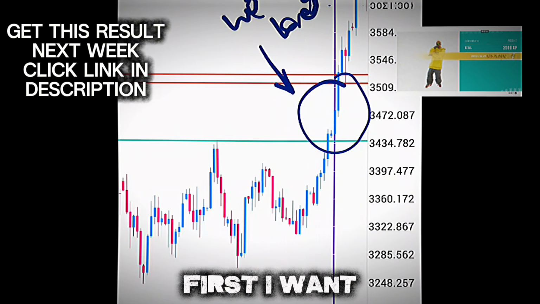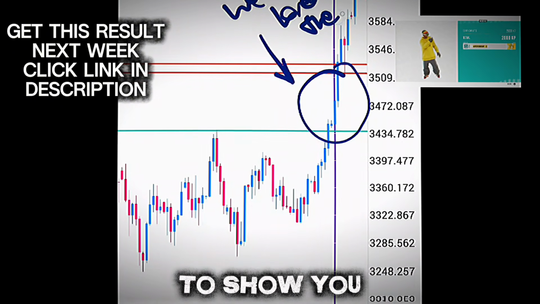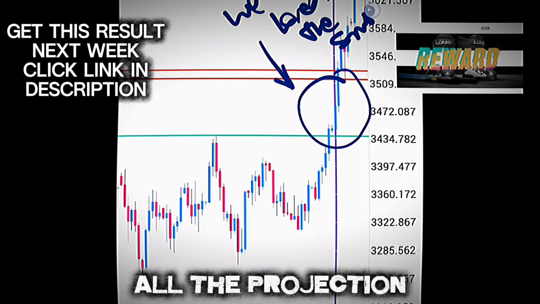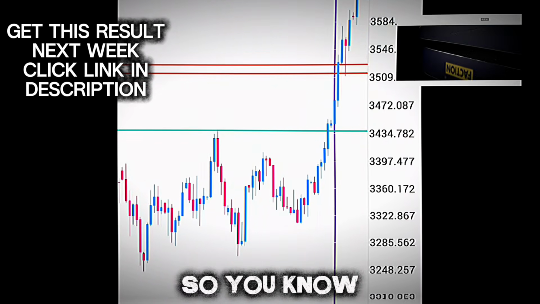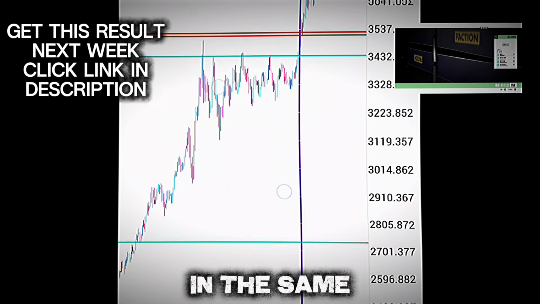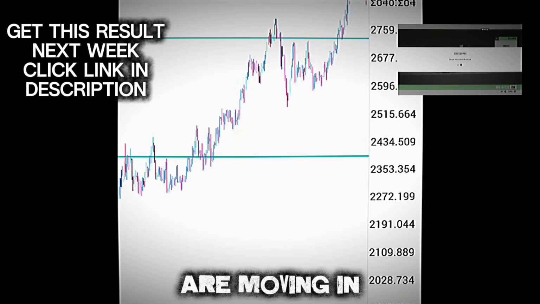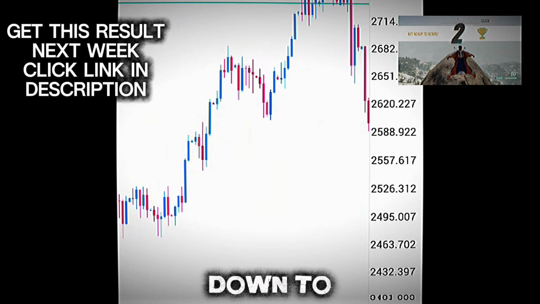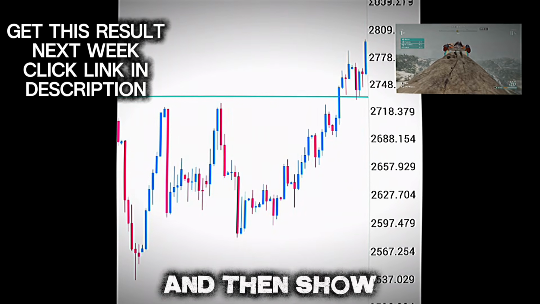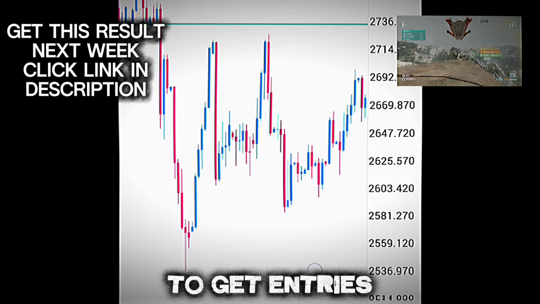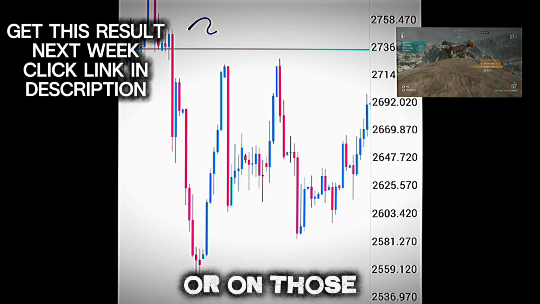But first thing first, I want to show you all the projection points on daily time frame. So I'll still show you the second, the third one, so you know that all of them are moving in the same cycle. And then when I've proved that they are moving in the same cycle, I'll now drop down to lower time frame on every single projection, and then show you how to get entries on those lower time frame projections.